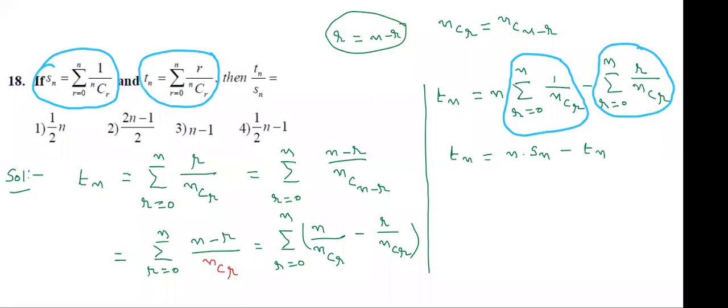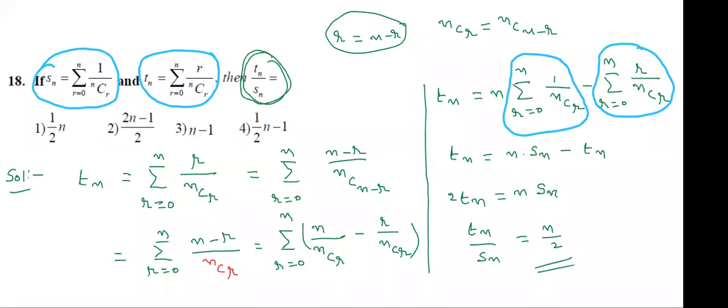Now minus Tn sent to the left hand side, plus Tn, totally 2Tn, that is equal to n Sn. But what are they asking here? Tn divided by Sn. Tn divided by Sn is equal to n by 2. This is the answer. Which option, students? First option.